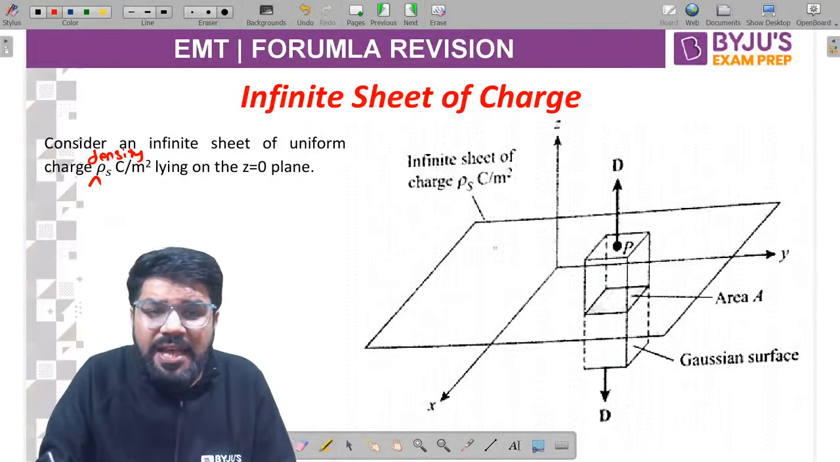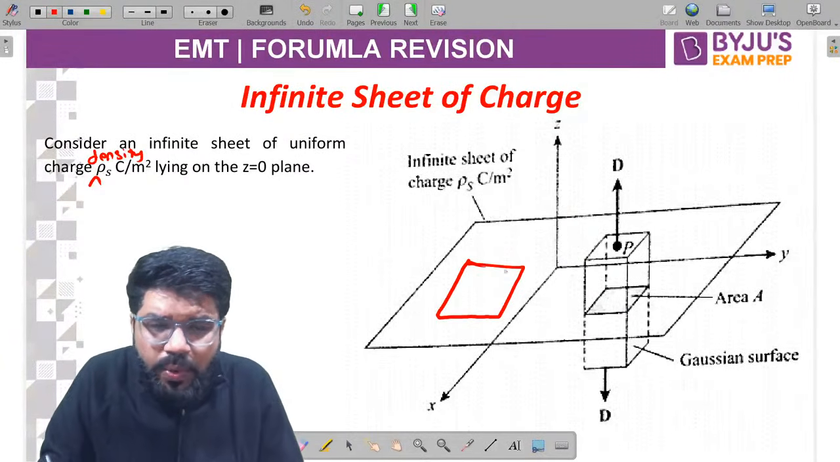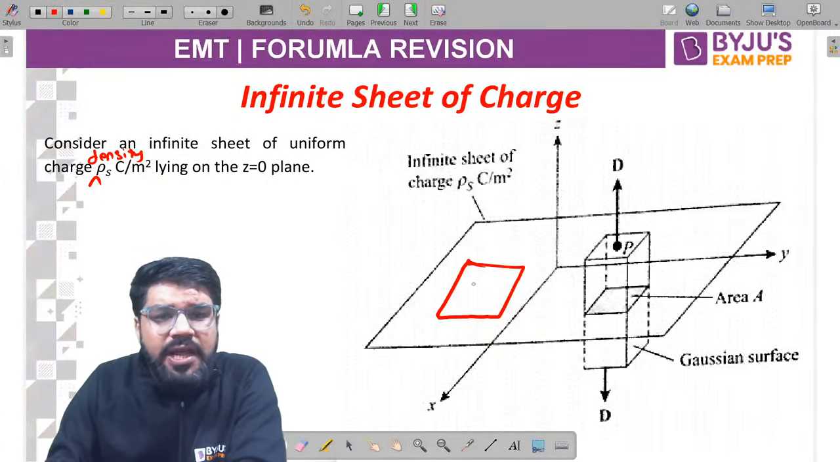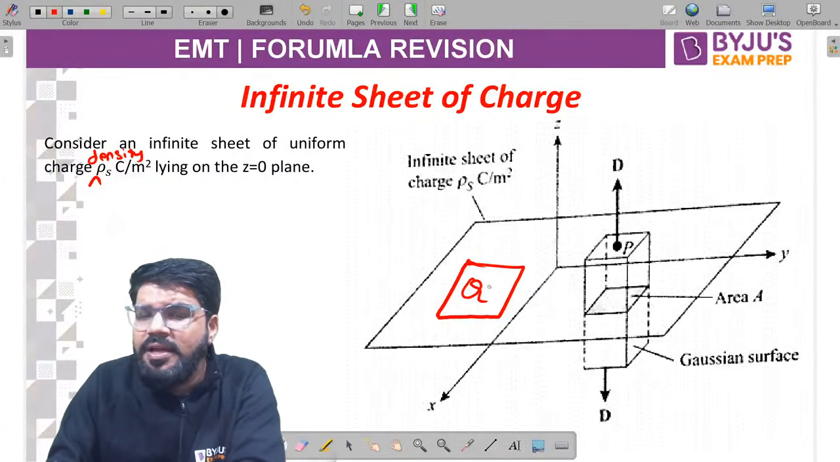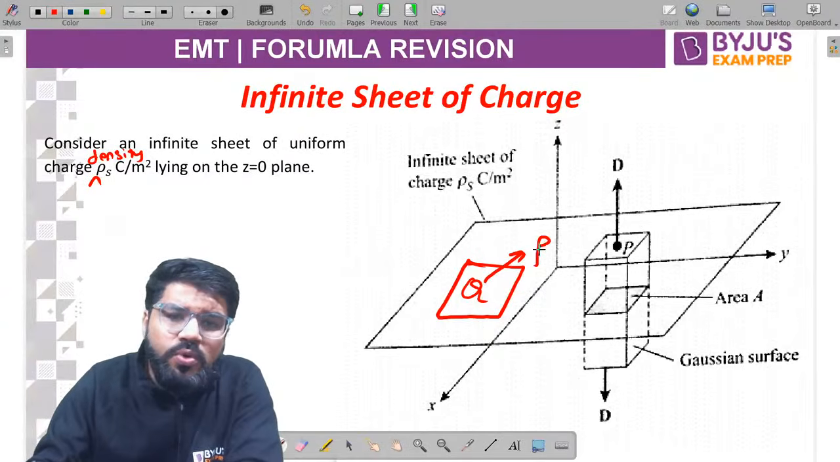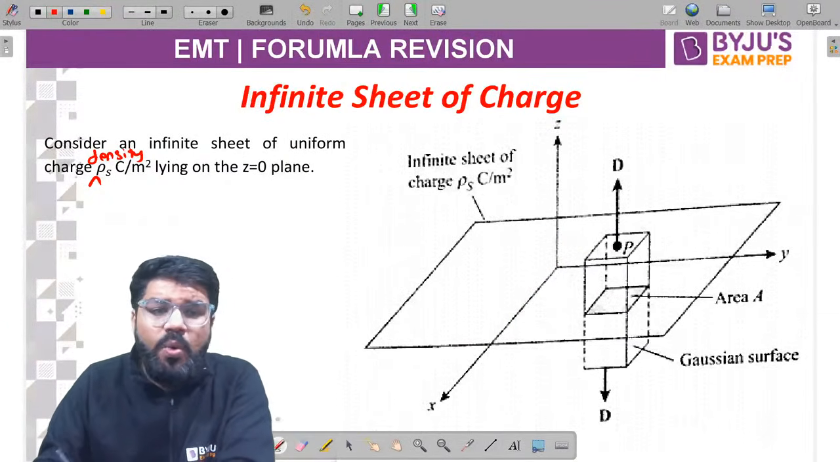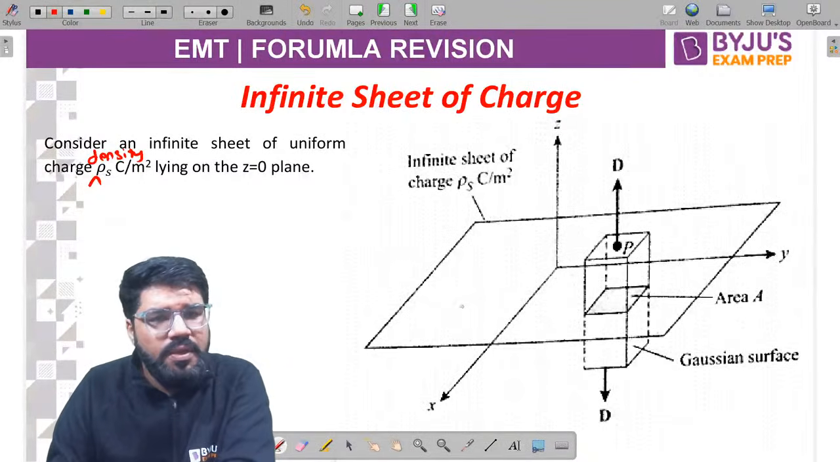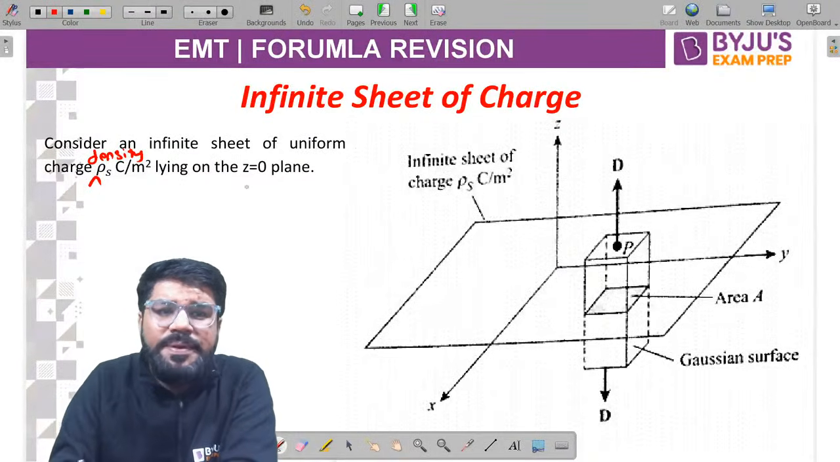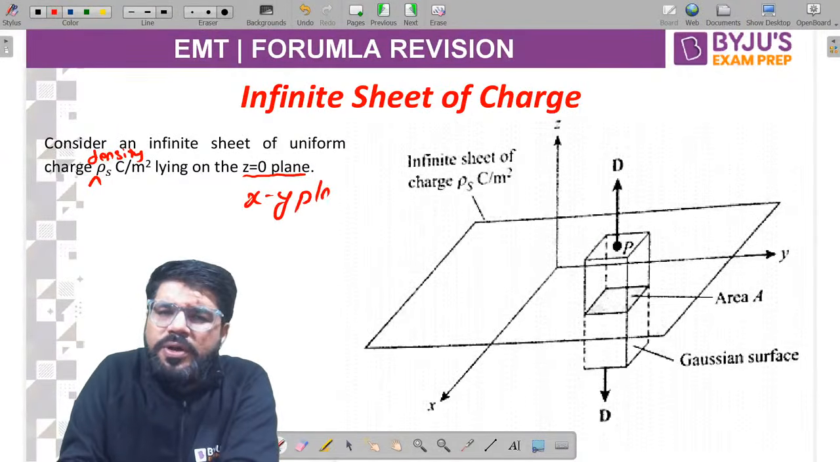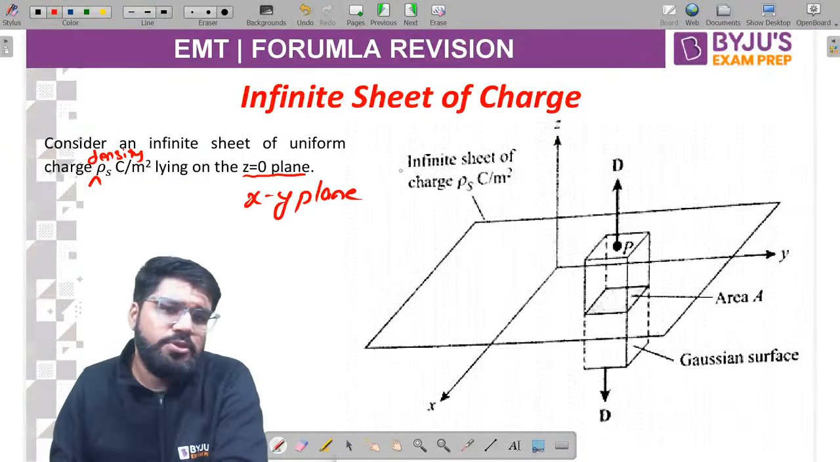If I suppose I cut 1 square meter of the sheet, how much is the charge in 1 square meter? Suppose that is Q, and that is equal to rho S, the charge per 1 square meter of the sheet. This sheet has been assumed in the z equal to 0 plane, the xy plane, although it could be in any other plane, not necessarily the xy plane.